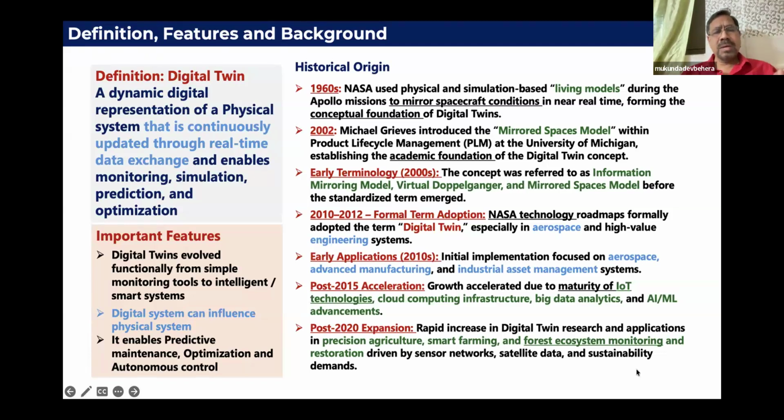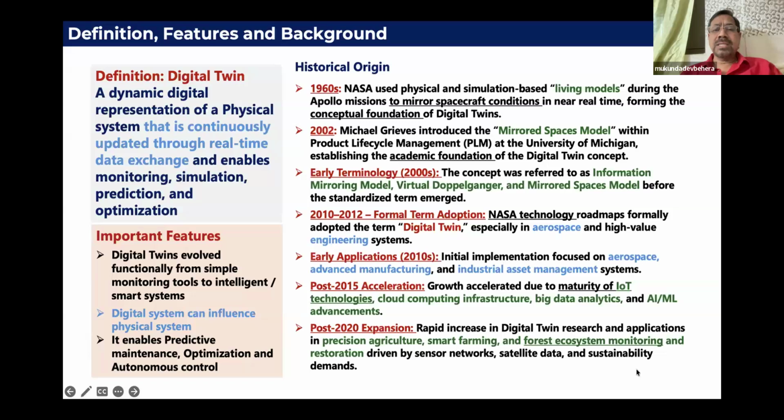From this definition, we can also infer the difference from a model. Many things we are doing are models, but this digital twin is a little more specialized in terms of integrating data on a real-time basis. Data exchange happens in real time because a lot of sensors and other sources of data are available. The important feature is that digital twins have evolved functionally from simple monitoring tools to intelligent smart systems.